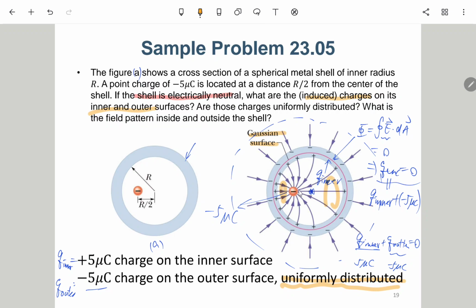But yeah, actually this charge is somehow off the center. So it makes this side have a stronger E field. And this phenomenon is interesting. It has a name called shielding.